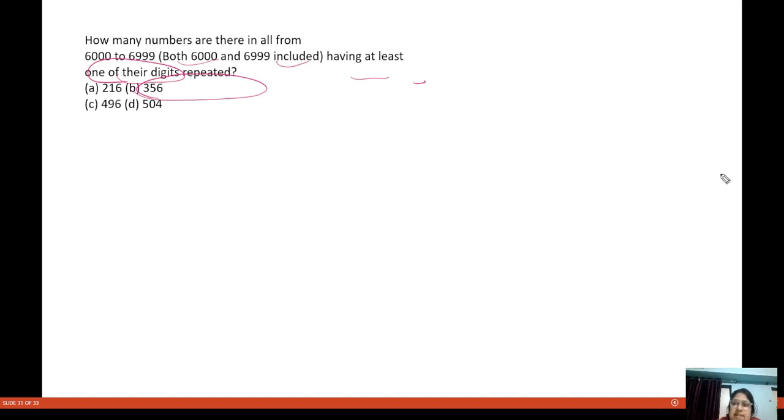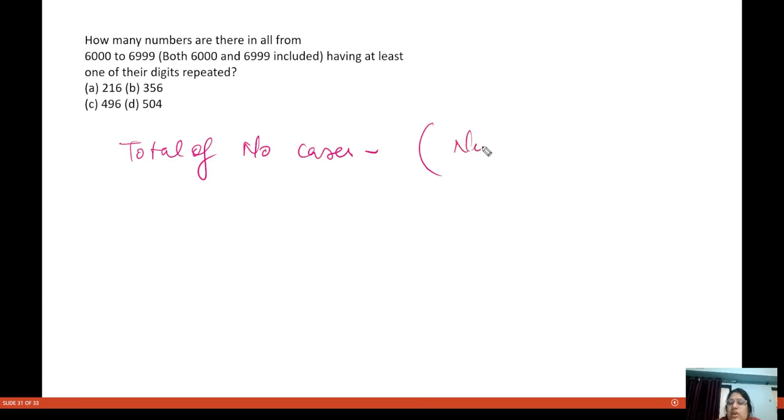We can do it like this: total number of cases, minus the cases in which no digit is repeated. So if we are doing it like this, we first calculate the total number of numbers between 6000 and 6999.